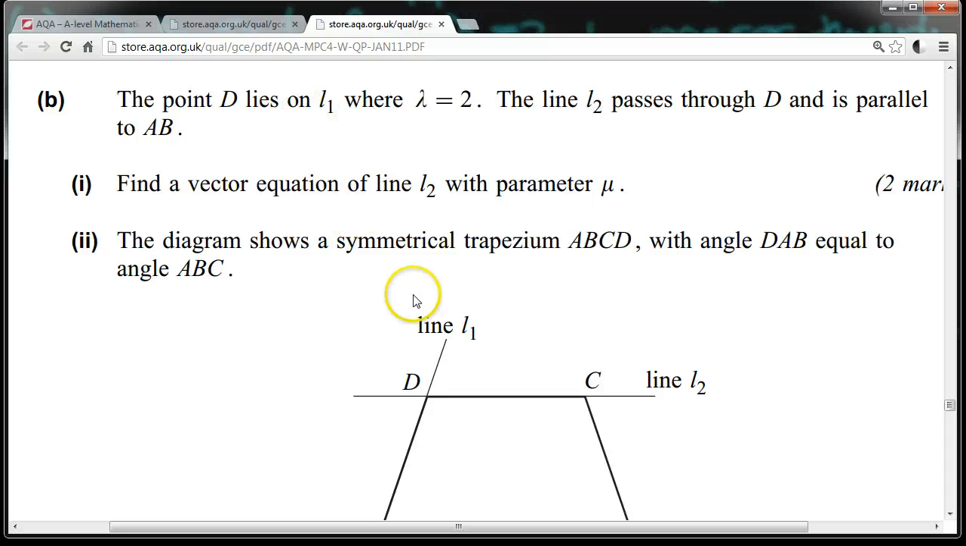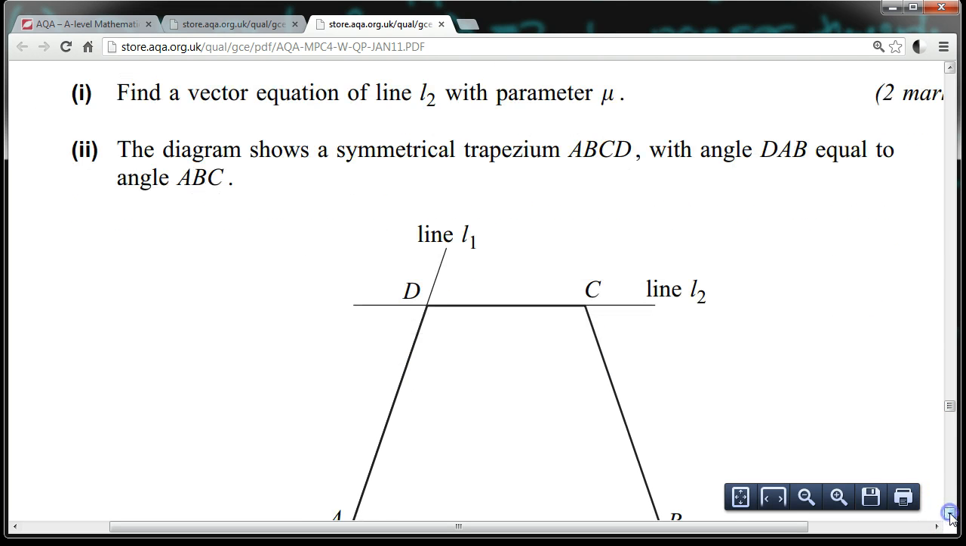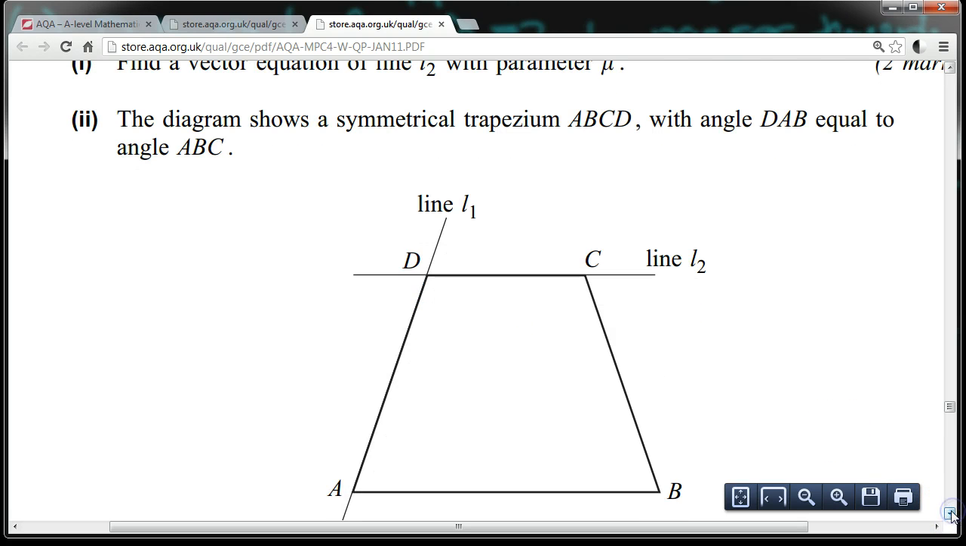The point D lies on L1, where lambda is 2. The line L2 passes through D and is parallel to AB. Find a vector equation of line L2 with parameter mu. The diagram shows a symmetrical trapezium ABCD with angle DAB equal to angle ABC.